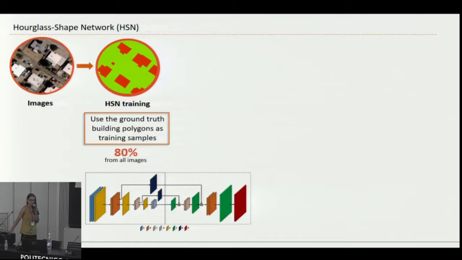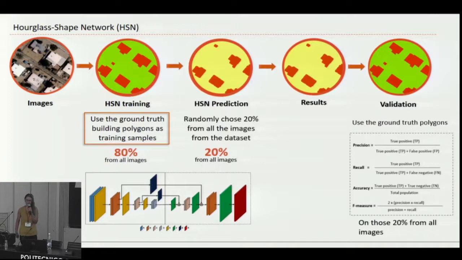The next one was a Hourglass-shaped network, which is a deep learning method. We used 80% of the images for training, with the polygons provided in the data set. After that we predicted, randomly choosing 20% of all the images from the data set, and we validated them.